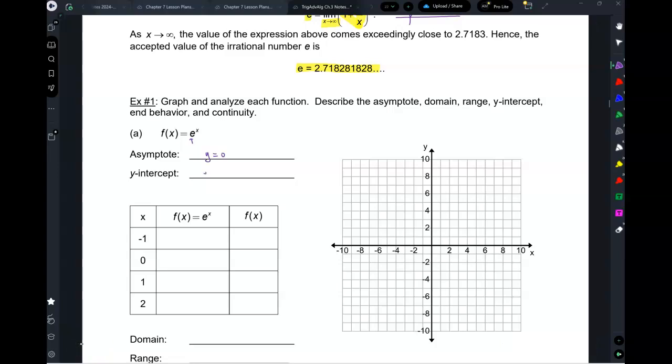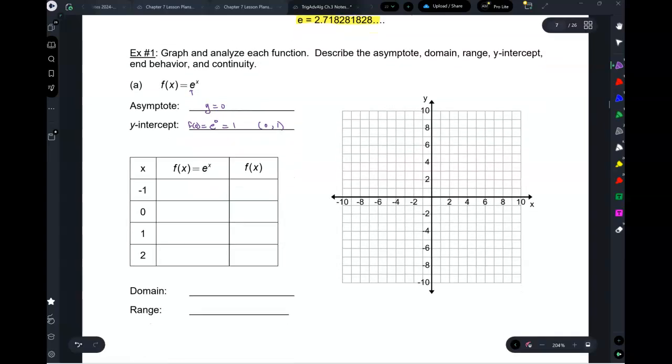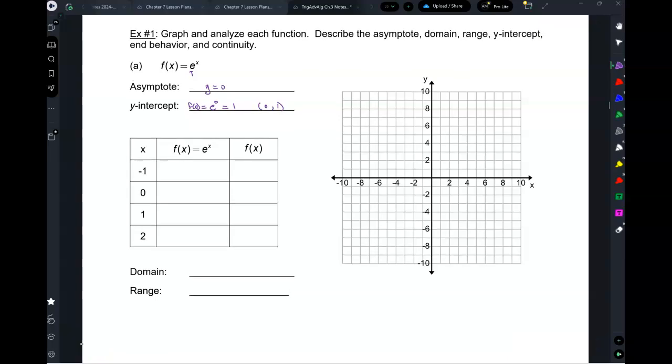The y-intercept is f of 0 equals e to the 0. And again, anything to the power of 0 is 1, so it's just (0, 1). Nothing different. We said this is growth. So let's just graph from -1 to 2. We're going to have e to the -1, e to the 0, e to the 1, e to the 2, right? Some of these we can do. Anything to the power of 0, e to the 0, is 1. The value of e is 2.7, to the power of 1 is 2.7, right? No need to waste time on the calculator.